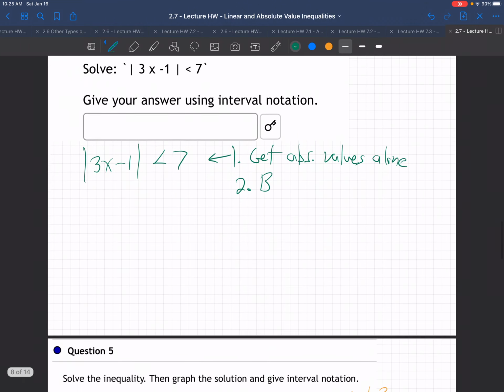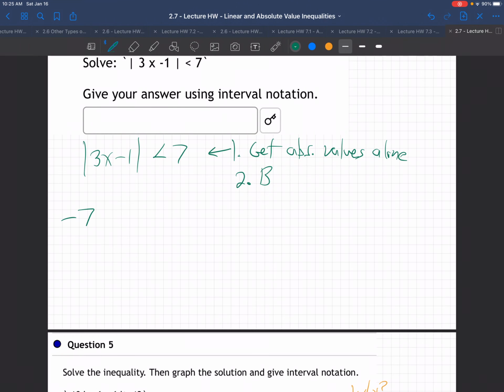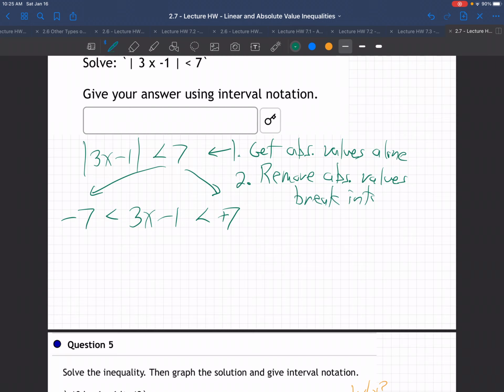All right, so let's do that. I'm going to put a -7 over here, put the symbol there, 3x minus 1, and a +7 there. Does that make sense? This just comes here, this goes negative over there, you remove the absolute values, and you break into 3 parts. So we did that. Okay, now step 3 is solve for x.